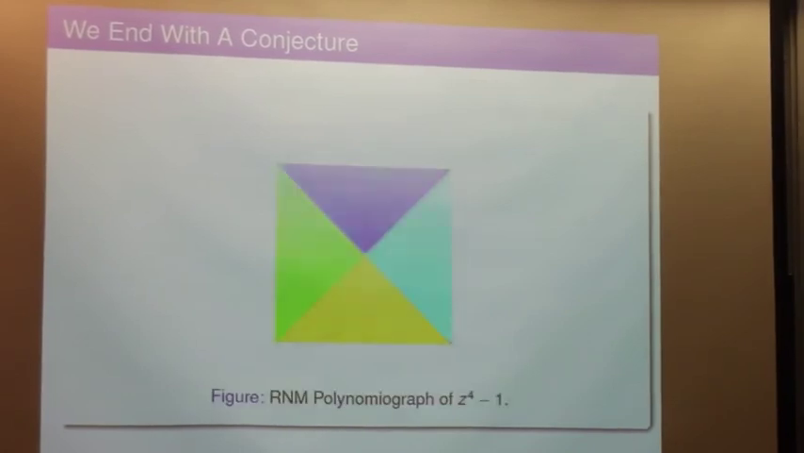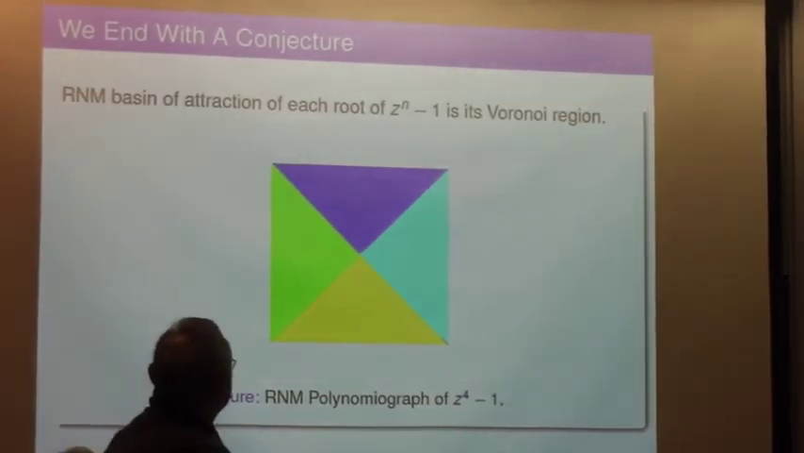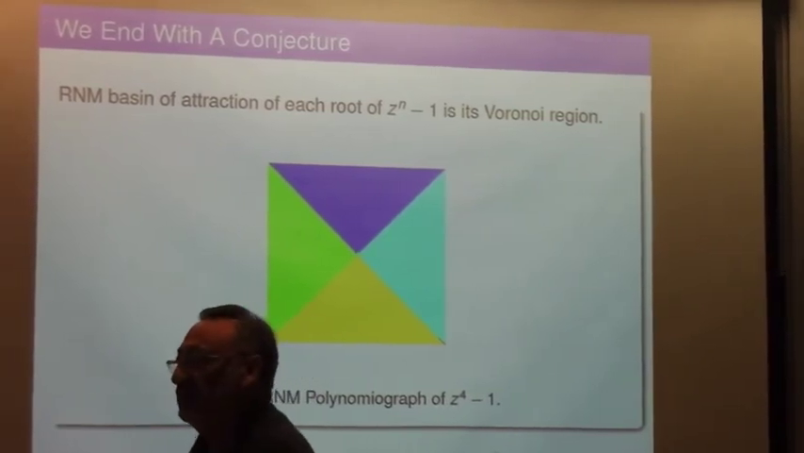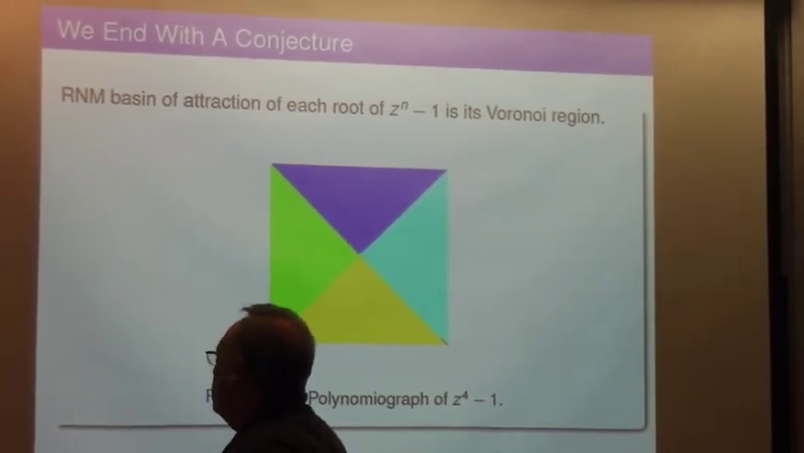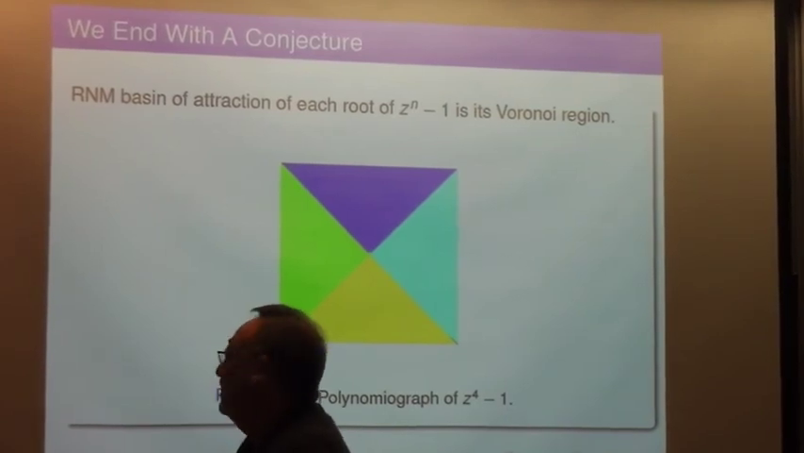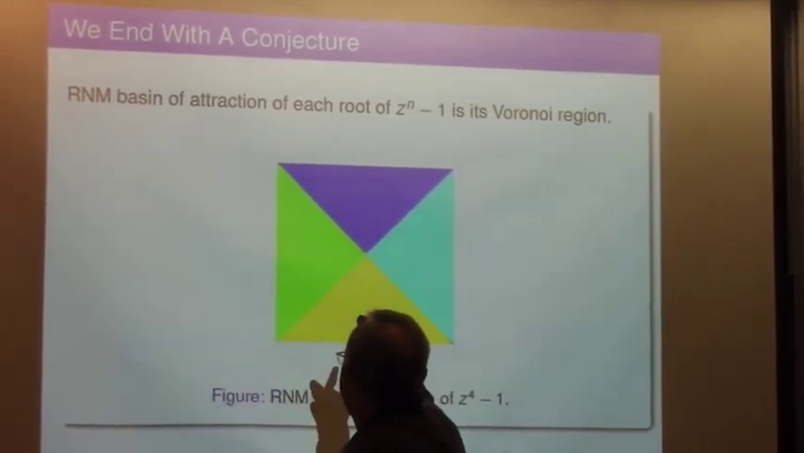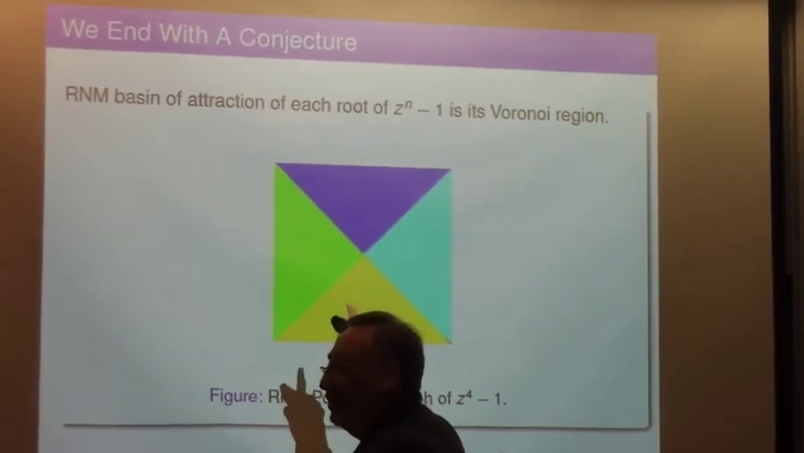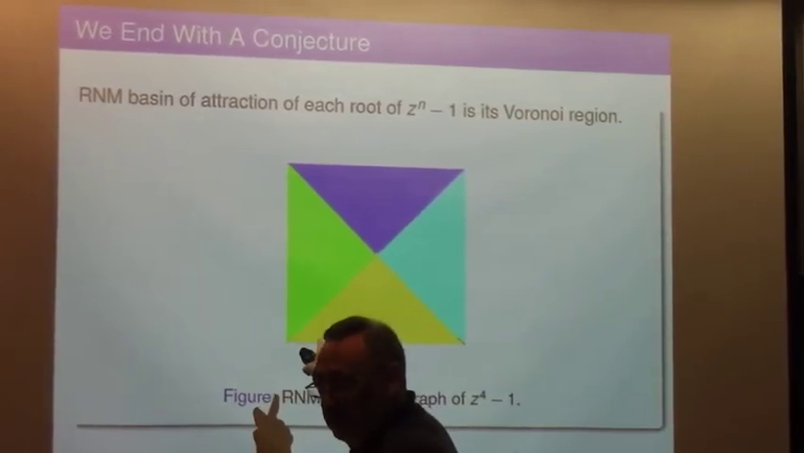And I like to end with a conjecture. There are many things that I still don't have a good feeling for. I like to give this conjecture that the region of attraction for the robust Newton method for z to the n minus 1 is its Voronoi region of the roots. And this is for z to the 4 minus 1.